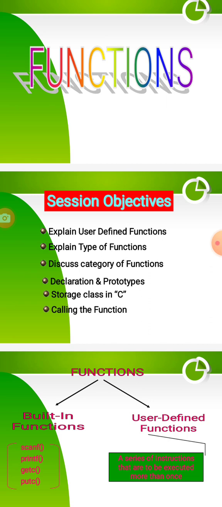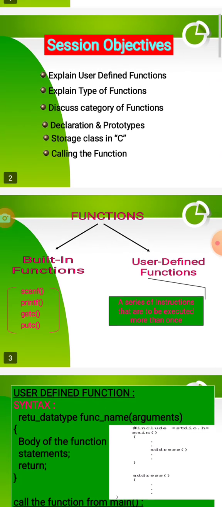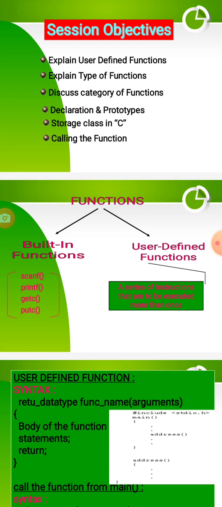First, let us see what a function is. A function can be classified into two types. One is a built-in function and the other is a user-defined function. Under built-in functions, we have scanf, printf, getch, putch. A user-defined function is a series of instructions that we are going to execute more than once. So these are the two types of function that we use in a programming language.